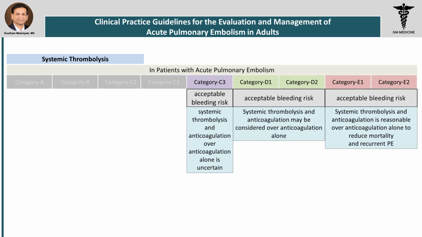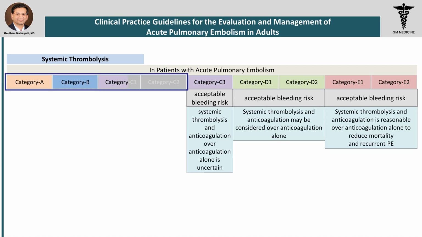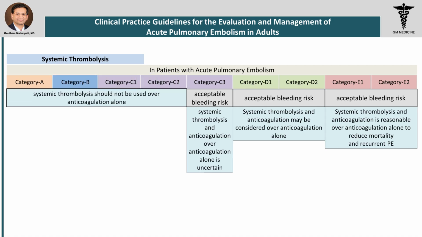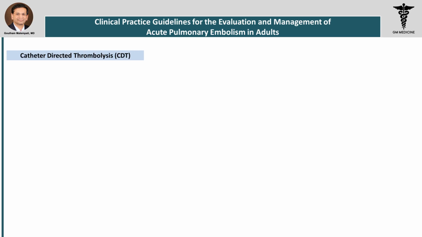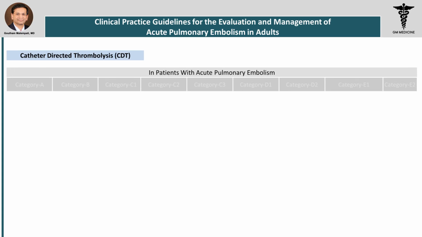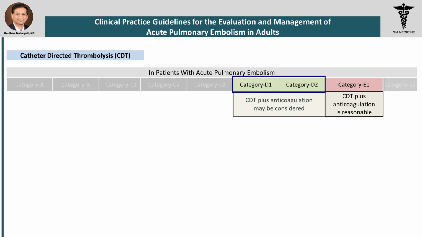In patients with acute pulmonary embolism, category A through C2, systemic thrombolysis should not be used over anticoagulation alone. Catheter-directed thrombolysis. In patients with acute pulmonary embolism, category E1, catheter-directed thrombolysis plus anticoagulation is reasonable, and categories D1 and D2, catheter-directed thrombolysis plus anticoagulation may be considered to prevent further clinical deterioration and mortality.